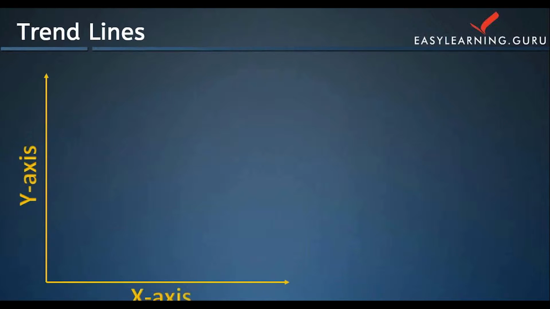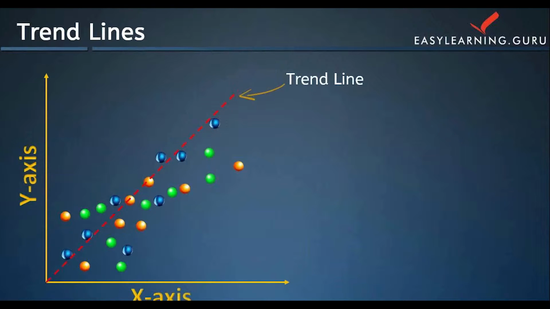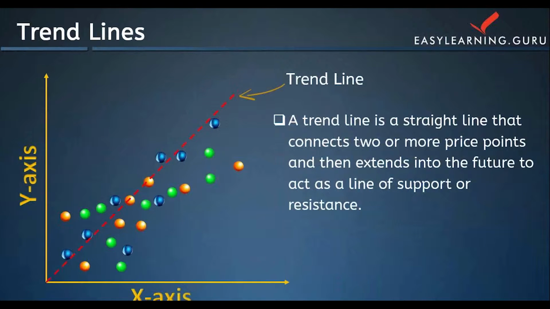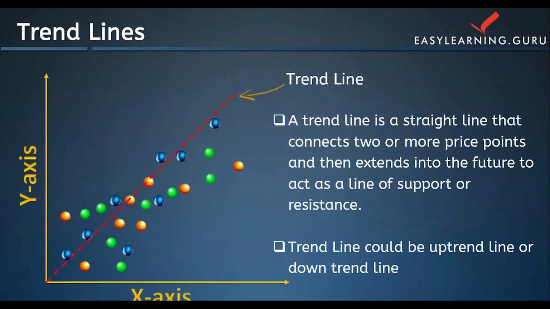A trend line is a straight line that connects two or more price points and then extends into the future to act as a line of support or resistance, which means I can even extend my trend line into future results. Also, the trend line could be an uptrend line or a downtrend line. Now we will see how we can add a trend line to a graph in Excel.